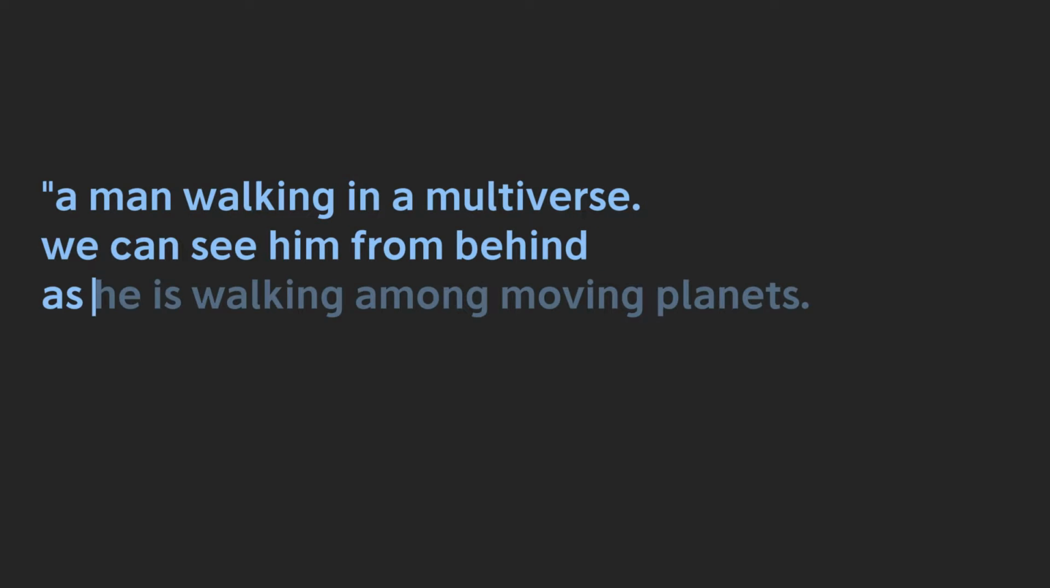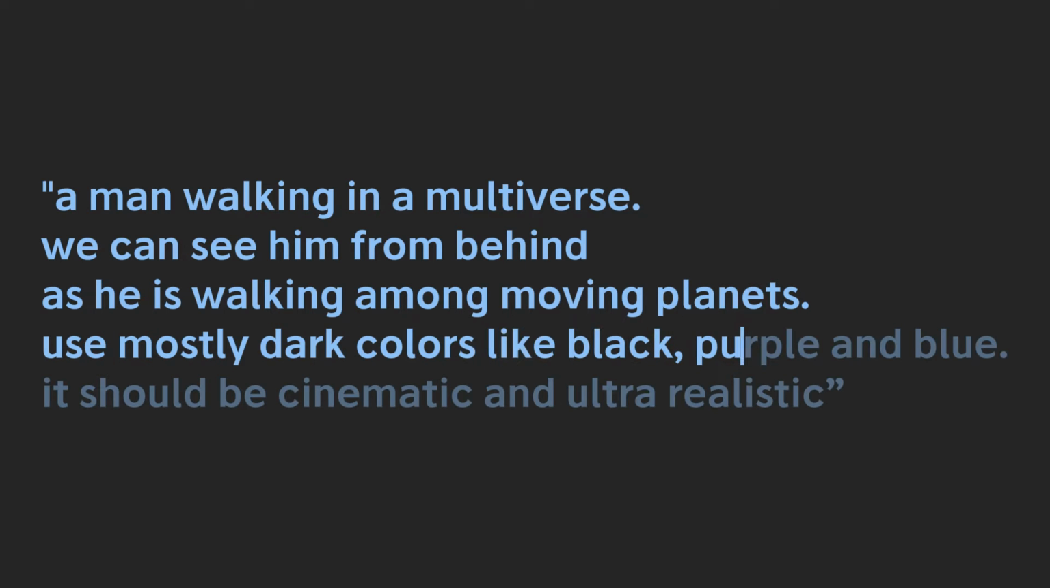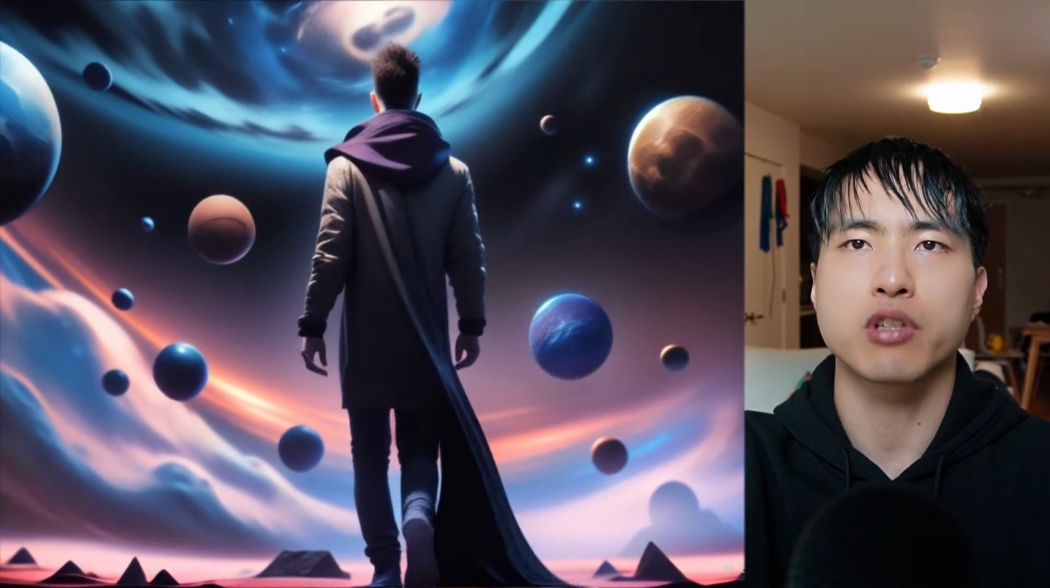We'll start with a prompt of a man walking in a multiverse. We can see him from behind as he's walking among moving planets. Use mostly dark colors like black, purple, and blue. It should be cinematic and ultra realistic. Here's the result. Every part of the prompt is covered.